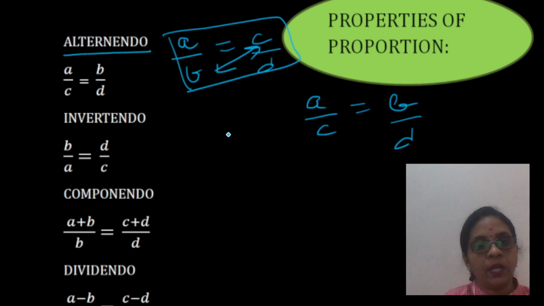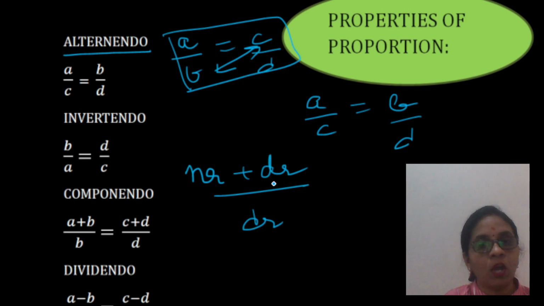Next comes componendo. Componendo means adding. Children, I will tell you something here. It is numerator plus denominator by denominator. And you have to apply, children, all these properties to both sides of the proportion, that is to both ratios in the proportion, not just to one side and leaving the other side. It is not possible. So componendo is numerator plus denominator by denominator, and it is applied to both. So if you consider the proportion as A by B is equal to C by D, applying componendo, numerator is A, denominator is B.